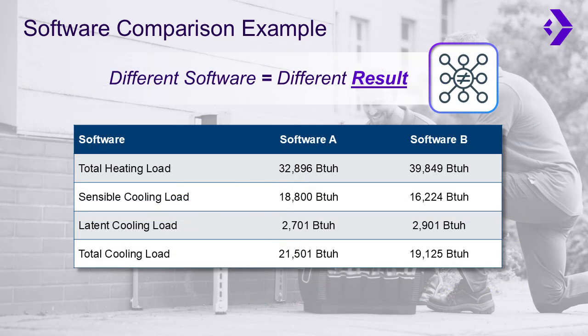Software A calculates a heating load around 33,000 BTUH, while software B comes in at about 40,000 BTUH. That's a difference of nearly 7,000 BTUH. For the total cooling loads, the differences are opposite. Software A calculates a higher total cooling load around 21,500 BTUH, while software B is around 19,000 BTUH. This shows that even with similar inputs, different software tools can produce results different enough to impact what heat pump you would choose to install.